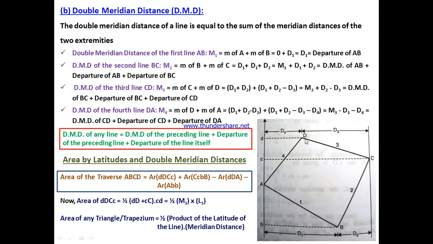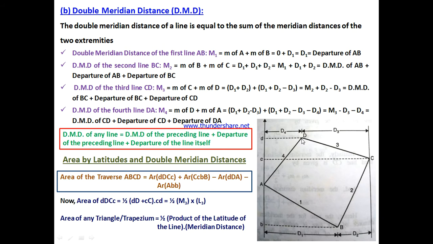Now the double meridian distance of line CD will be equal to the meridian distance of point C plus the meridian distance of point D. The meridian distance of point C will be equal to the meridian distance of the previous point, that is M2, plus the next meridian distance, which will be D2 minus D3. We will calculate it in the same manner for CD.